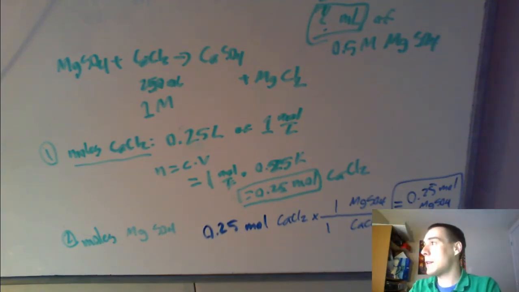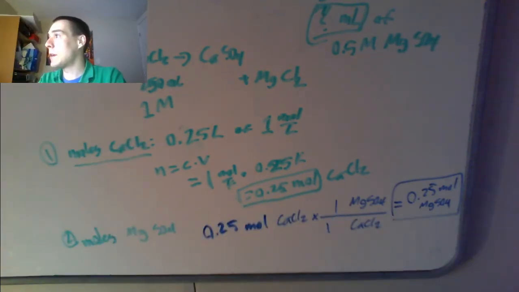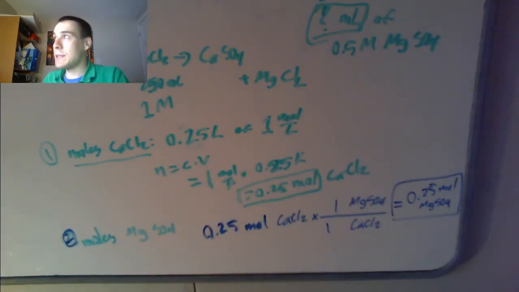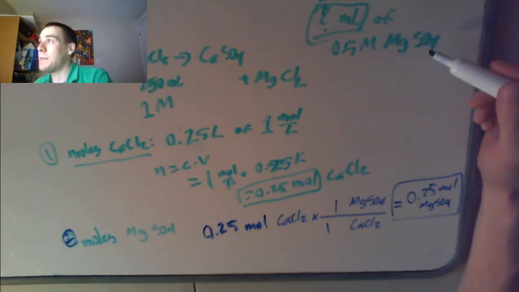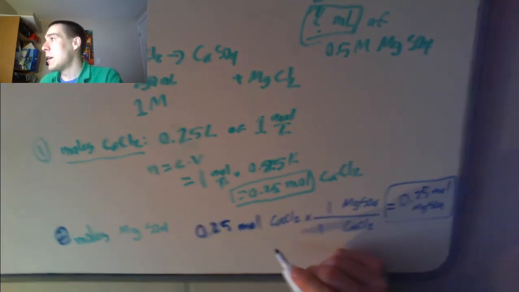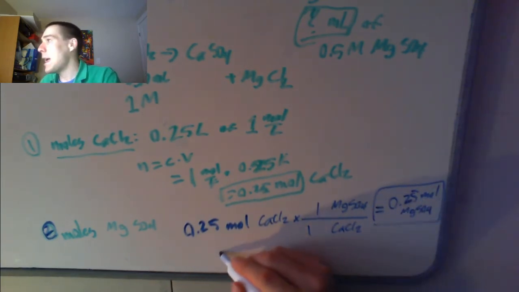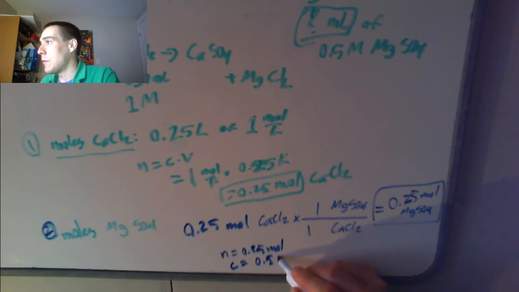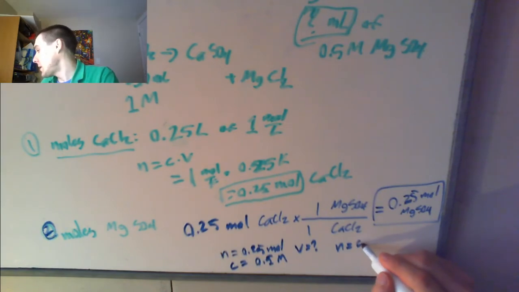That's our second thing. I'm just going to move my face over, maybe up in the corner. That's number 2. Now the last question is, how many milliliters of 0.5 molar magnesium sulfate do I need? Well, in that case, I know I have 0.25 moles of it, and I know my concentration. I know that N is 0.25 moles. I know that C is 0.5 molar. I want V. And N equals C times V.